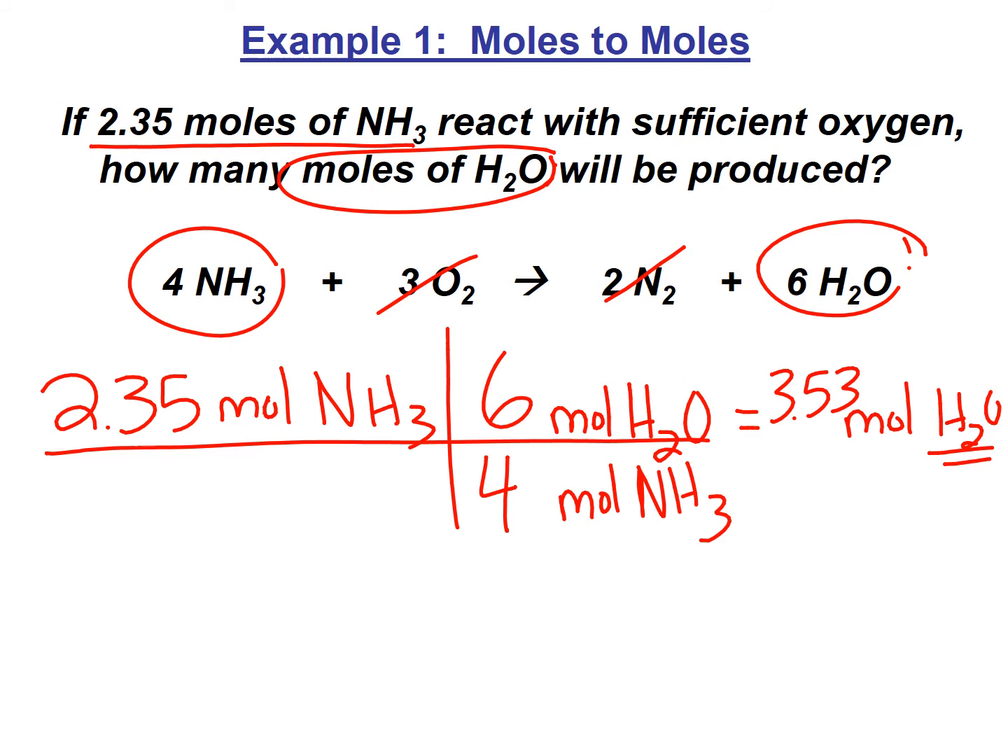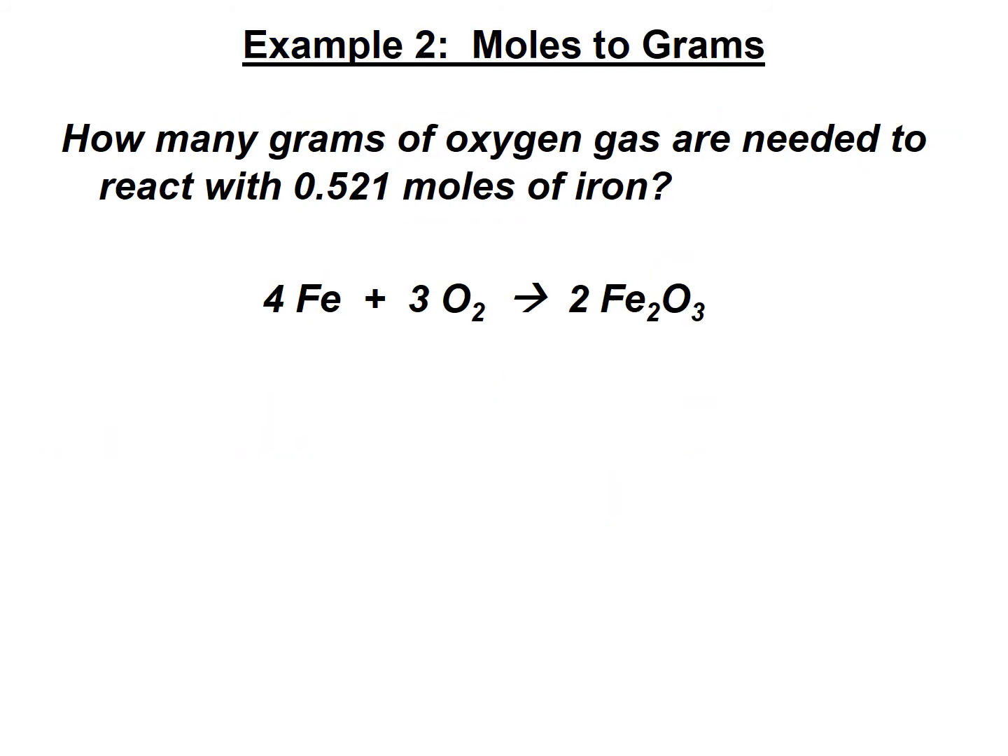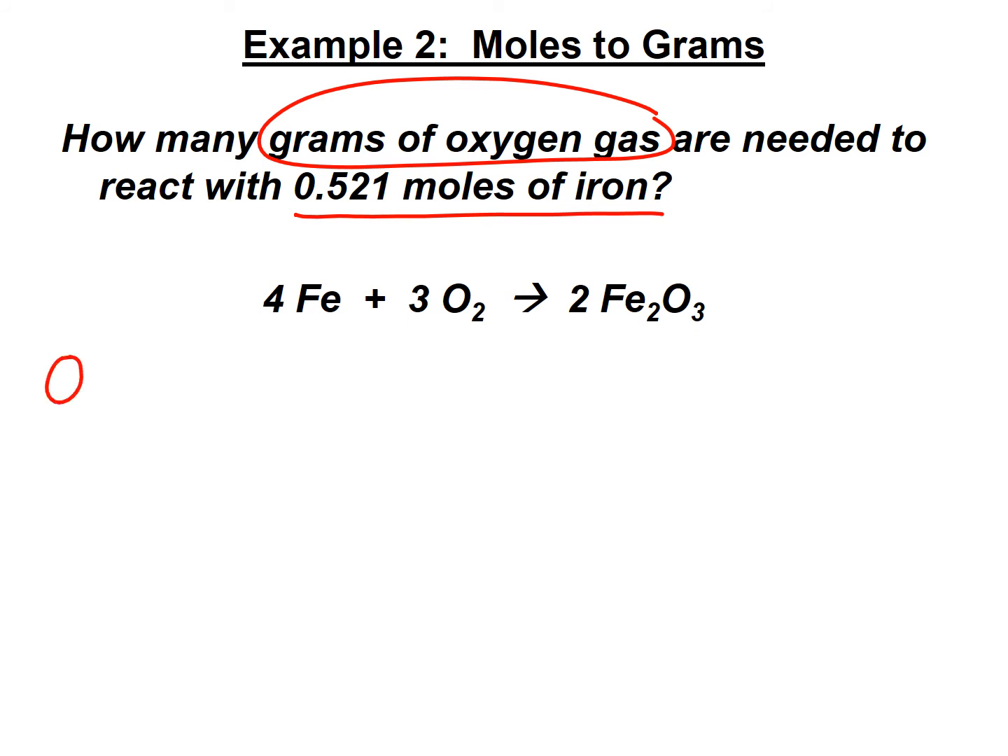And I don't know why that disappeared, but I'll put it back. Okay? All right, so okay, this problem says how many grams of oxygen gas are needed to react with 0.521 moles of iron. All right, so I have moles of iron. I want grams of oxygen gas. Okay? So I have a balanced equation. Now, I'm starting with moles of iron, and I want grams of oxygen.